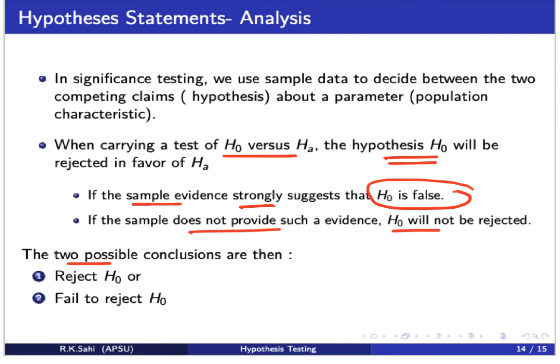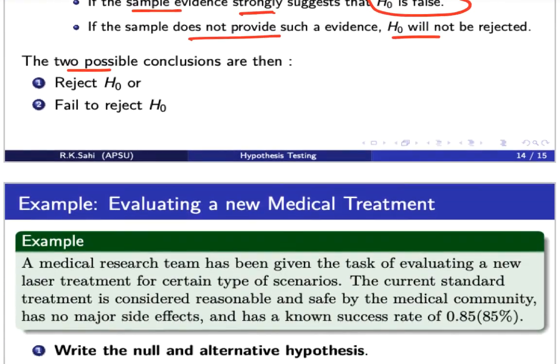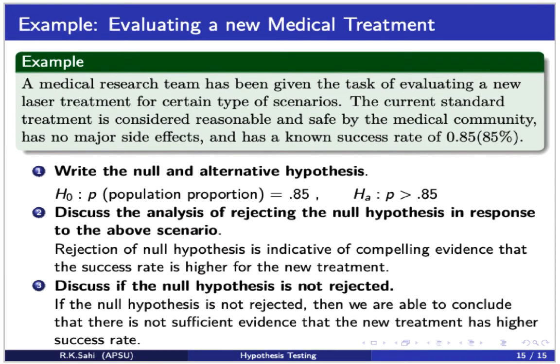Okay guys, let's apply this to one more example, using the null and the alternative and the analysis here. Now I've written down the answers for you, but I will go through them with you. So the problem: a medical research team has been given the task of evaluating a new laser treatment for certain types of scenarios. The current standard treatment is considered to be reasonable in safety by the medical community. It has no major side effects and has a known success rate of 0.85, or 85%.